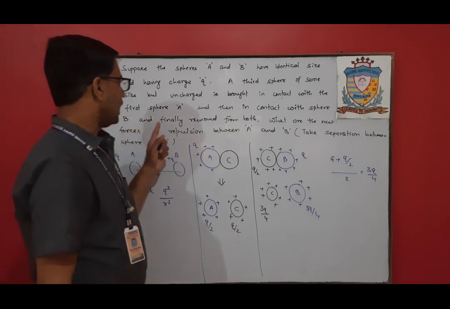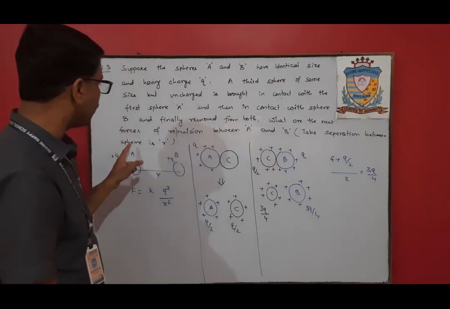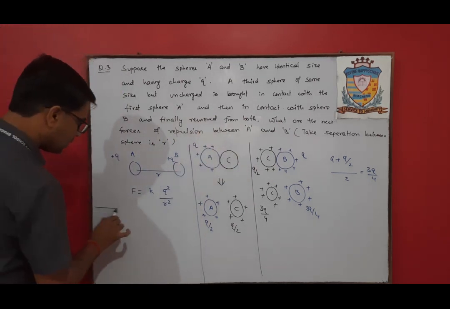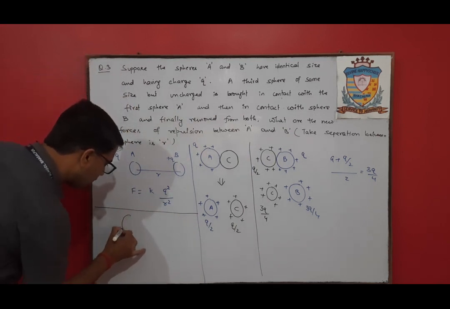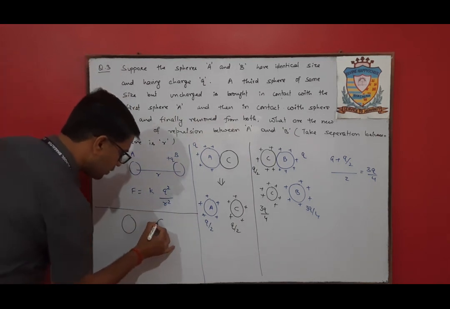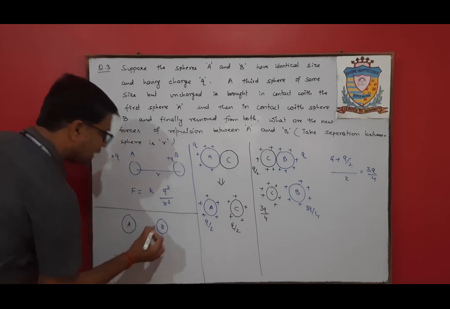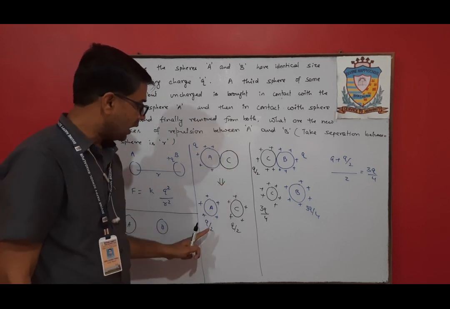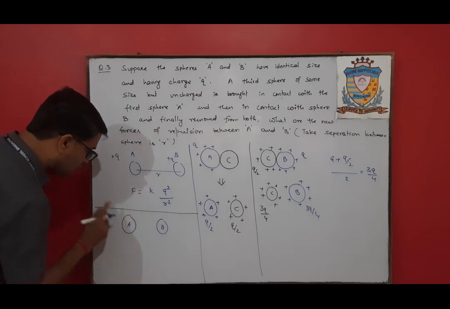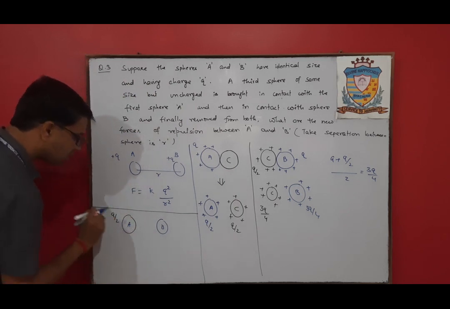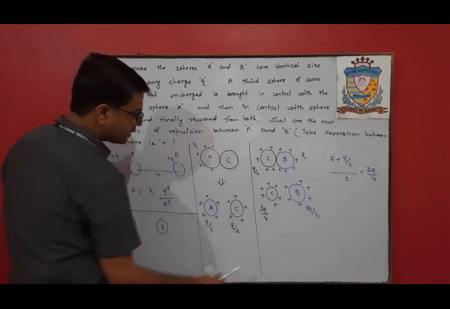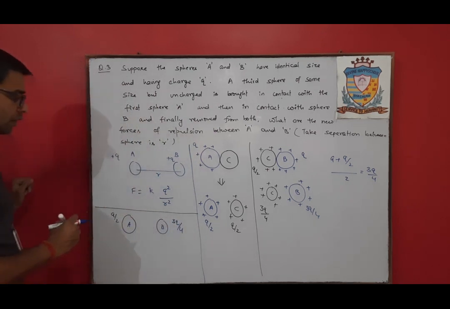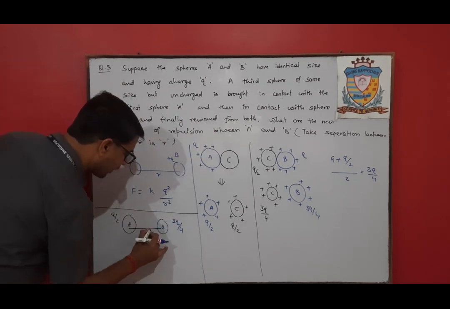Now, finally removed from both, what are the new forces of repulsion between A and B? This is A and B. A has the charge Q by 2, the remaining charge on A after contact with C. And the charge on B is 3Q by 4. Let the distance between them be R.